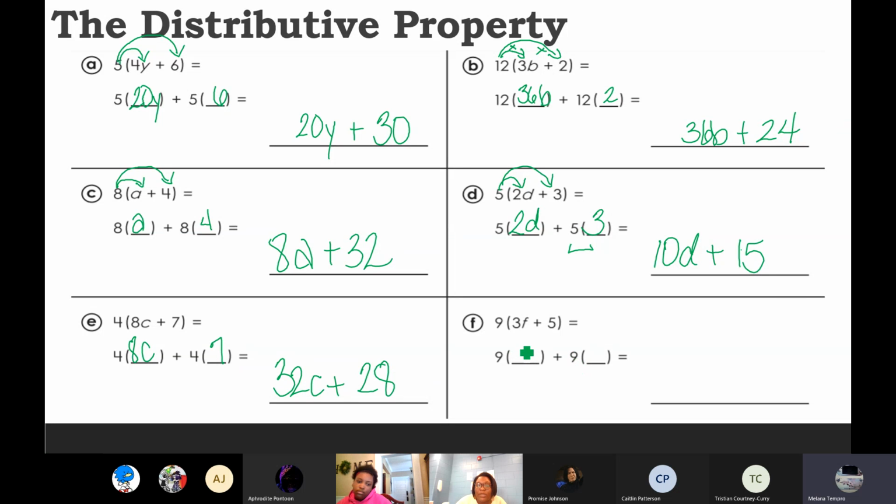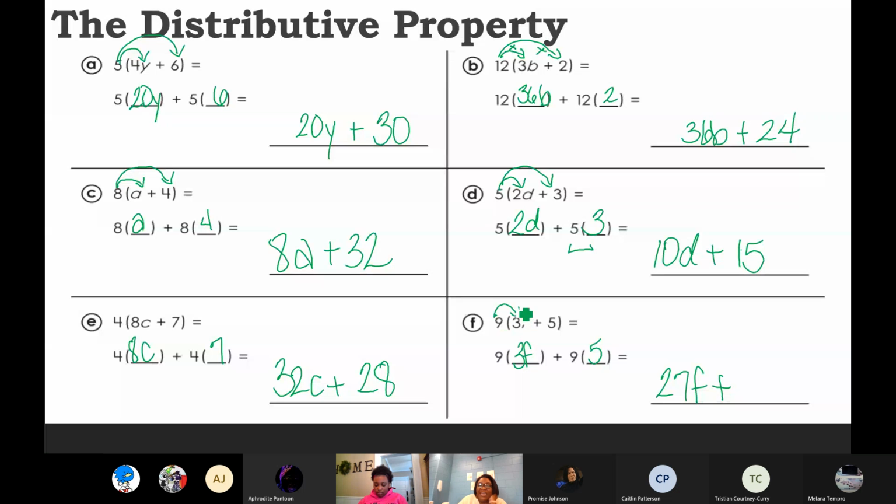Here, let's do our last one, F. What's going to be my first term here? 27F. Why is this number 27? Where did I get that from? 9 times 3. Very good.